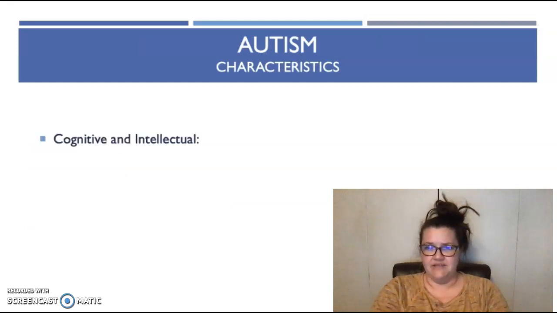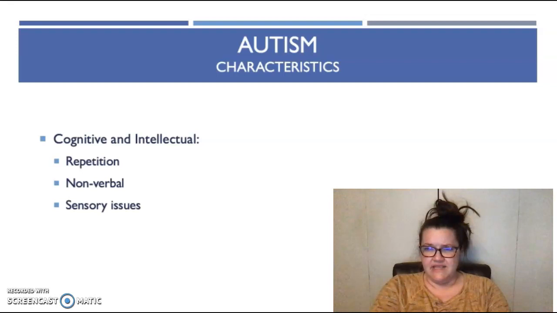For students who have autism, the cognitive and intellectual characteristics are students having restricted repetitive behaviors and interests, nonverbal communication with atypical language development, unusual, excessive, or limited reaction to sensory input. Intelligence can range from those who are gifted to those who have an intellectual disability.